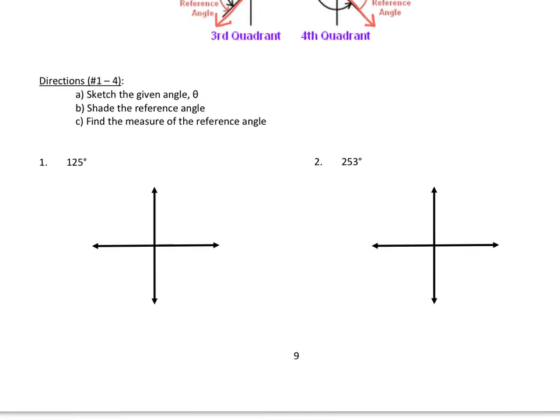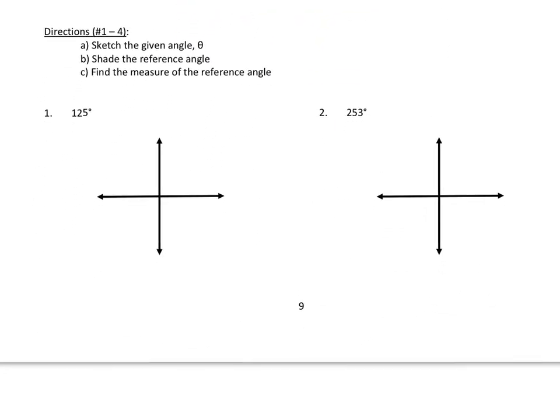At the bottom of the page, the directions for 1 through 4 say sketch the given angle theta. In number 1, they give us an angle of 125 degrees. Now, we know as we work our way around the axes, this is 0 degrees, 90 degrees, 180 degrees. So 125 would have to fall within the second quadrant. So I'm going to draw the initial side, and then I'm going to draw my terminal side ending up in the second quadrant. It says sketch the given angle theta, so I'm going to label that theta. So theta equals 125 degrees.